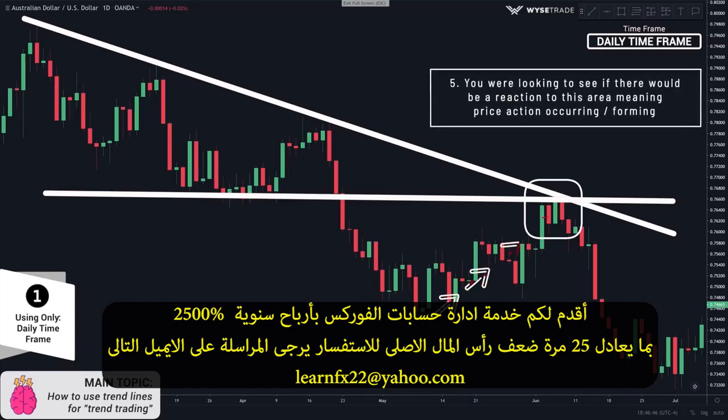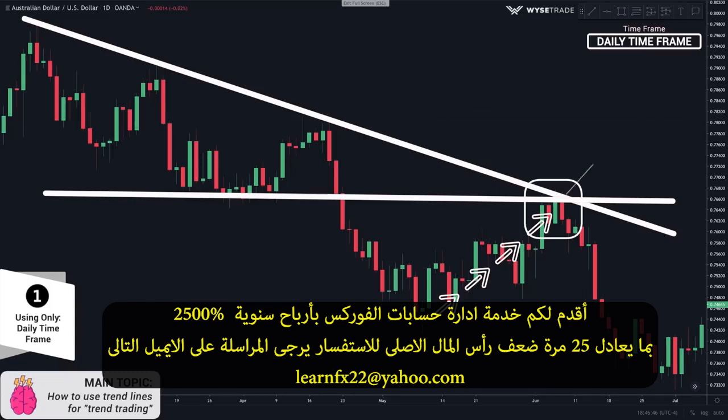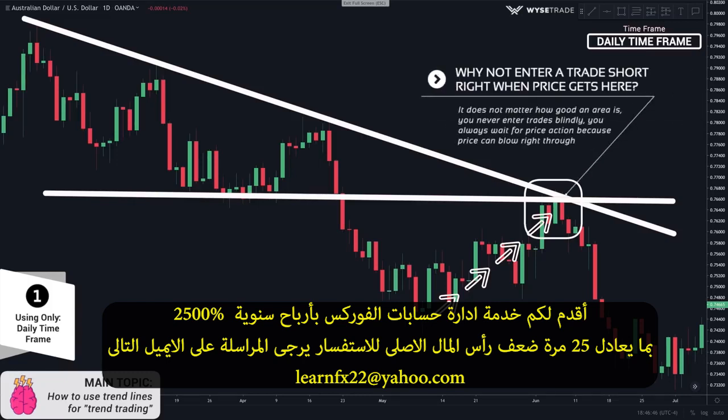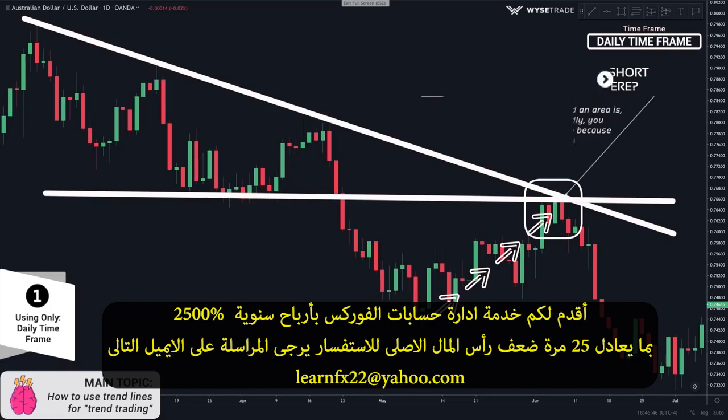Fifth, when price started to approach this area, since you had this area already identified, you were watching to see what price would do once it got here, aka price action. So you were probably thinking, why not just enter a trade short right away once price got to this intersection point? Again, as a reminder from past videos, it does not matter how good an area is. You do not enter trades blindly once price gets to these areas. You always wait for price action because price can easily blow right through.